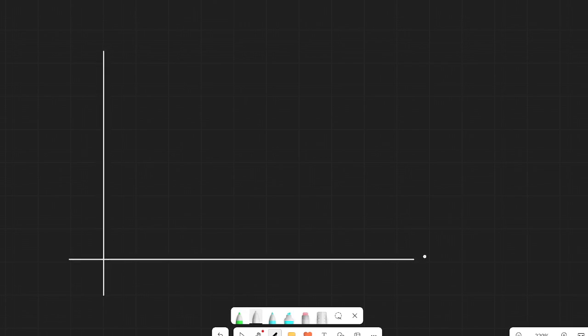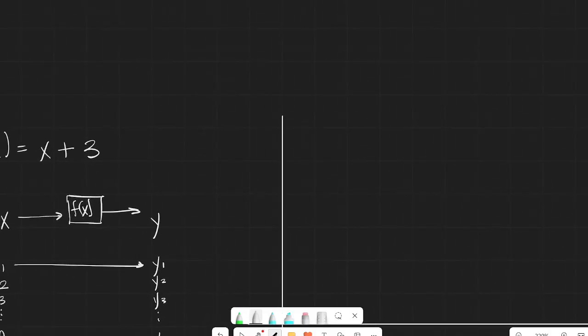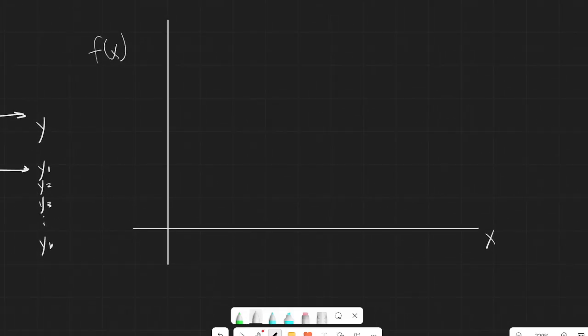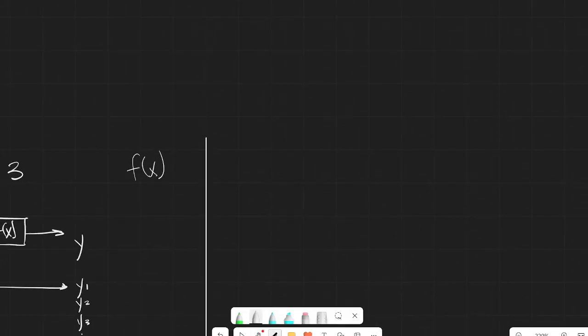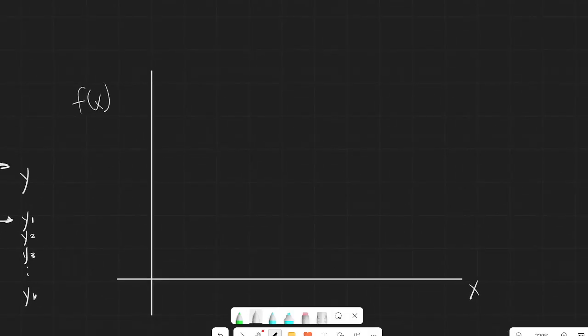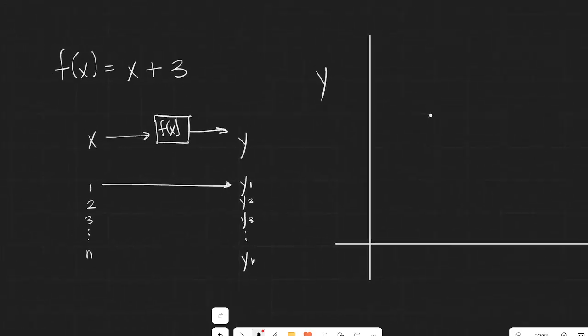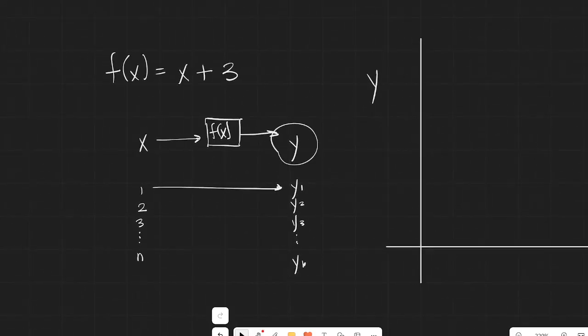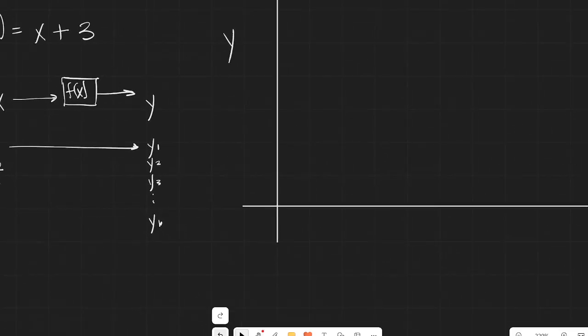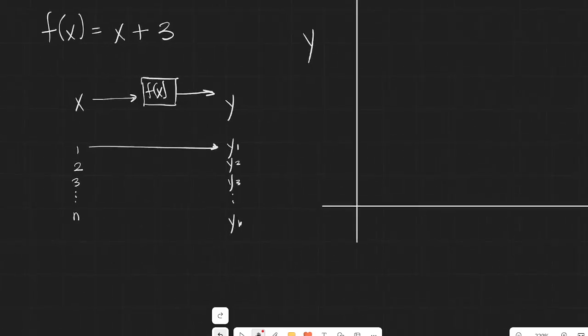Functions can be visualized using graphs. On the horizontal axis, typically we will put the independent variable, and on the vertical axis, typically we will place our dependent variable. Because this is the vertical axis, it is often called y. So we use y for the output variable, as seen here, and we use x as our input variable, as seen here.